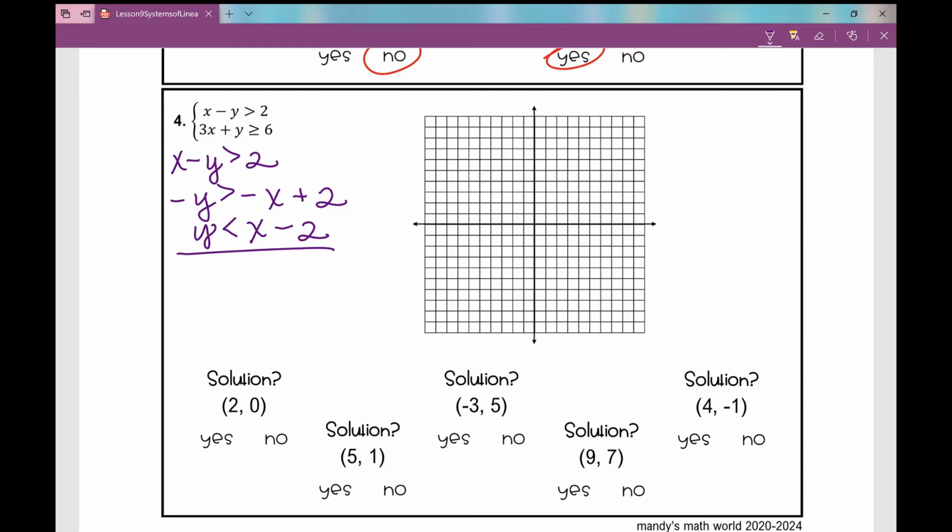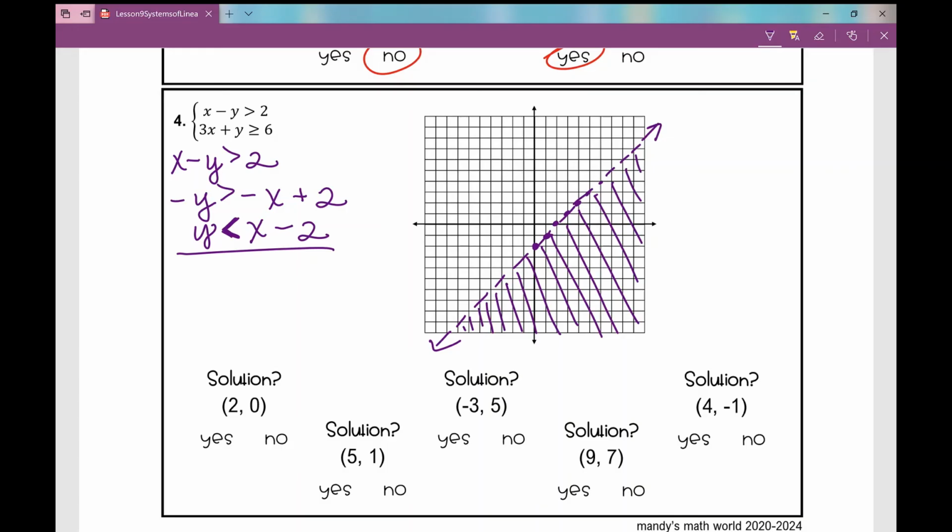So now let's graph that. I'm going to graph my y-intercept of -2, and my slope is positive 1. So I know it's going to look like this. And it's going to be a dashed line. How do I know that it's going to be a dashed line? Because it's just a less than. It's not less than or equal to. But now do I shade above or below? I shade below. So I know everywhere down here is my shaded region for that linear inequality.